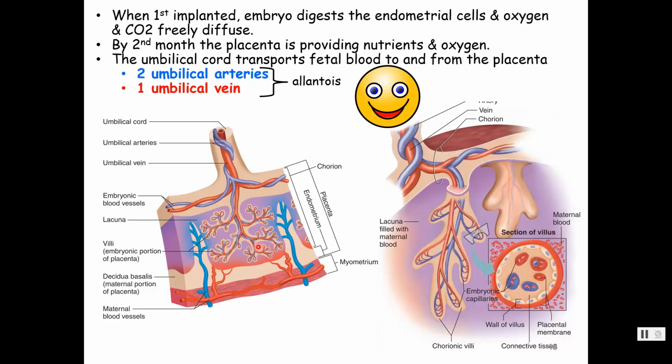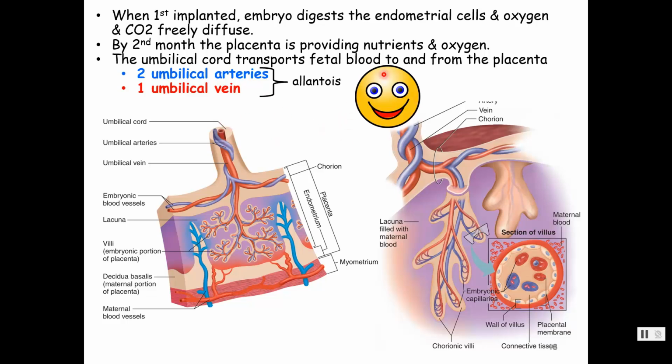So when we look at the umbilical cord, look over here, there are 2 umbilical arteries and 1 umbilical vein. And they're given their names because arteries always go away from the heart, in reference to the fetal heart. So we have 2 umbilical arteries going away from the fetal heart, and 1 umbilical vein going back towards the fetal heart.